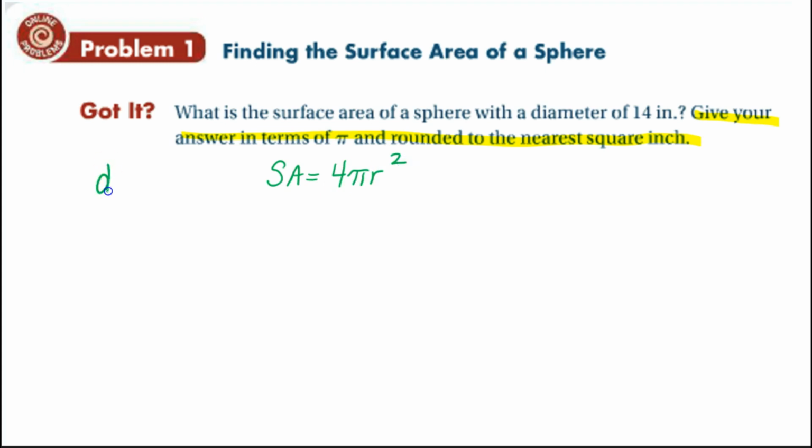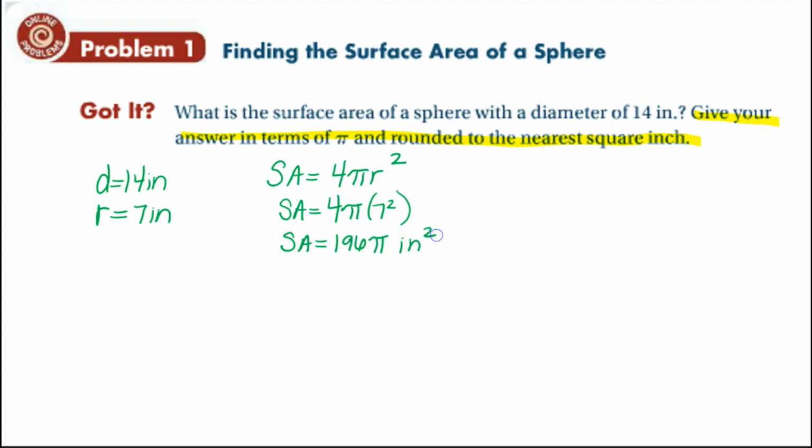They told us the diameter is 14 inches. So what is my radius? 7 inches. So when I substitute that in, my surface area equals 4 times pi times 7 squared. Well, I know that 7 squared is 49, so 49 times 4 is 196 pi square inches. That's one of my answers.